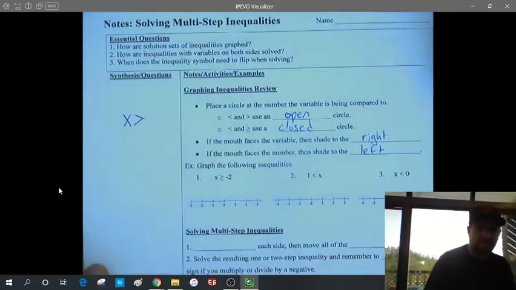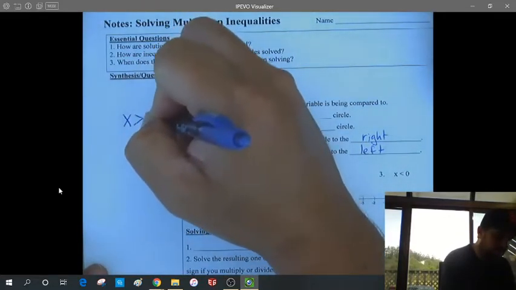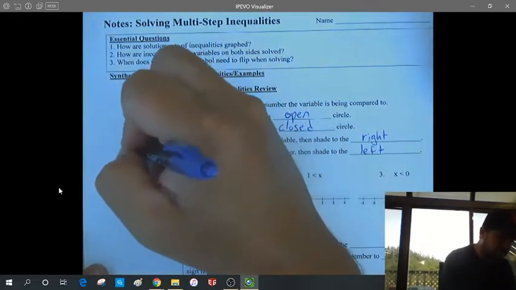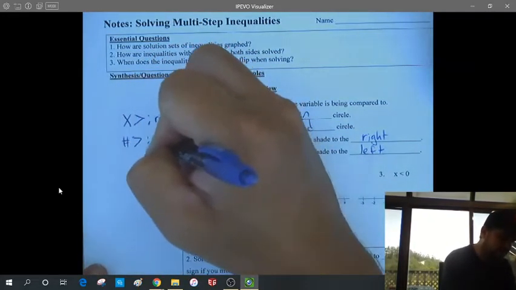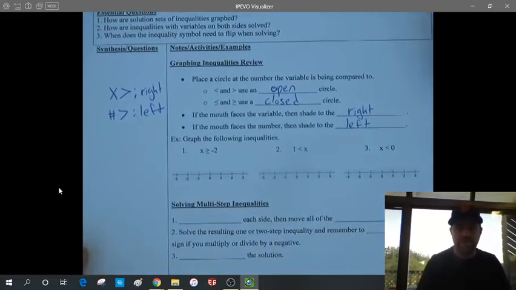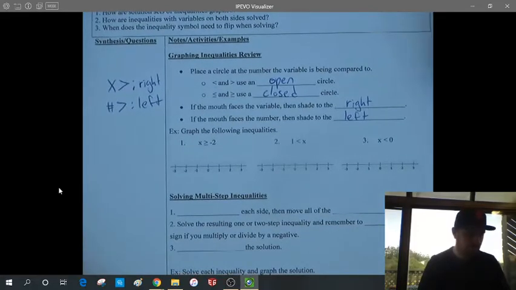So kind of a shorthand way that we wrote that was, if it's facing this way, then that's going to be shade right because it's facing towards the variable. If it's facing towards the number, then it's going to be shade left. Okay, so maybe that'll be helpful to some just to see it written that way instead of as a sentence. Okay, so graphing the following inequalities, just to review on that.